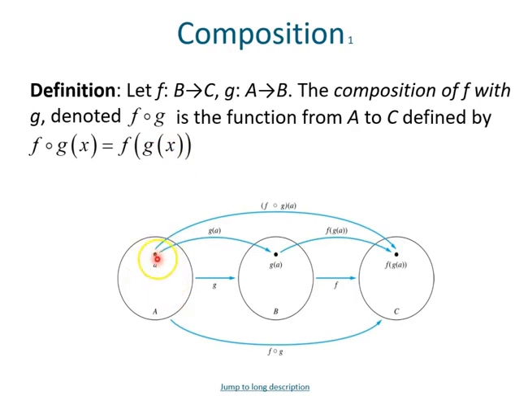So at A, g is defined because A is in the domain of g. We apply g, and to the result, which is g of A, we apply f. We arrive at this point, so the composition function at A has value f(g(A)).